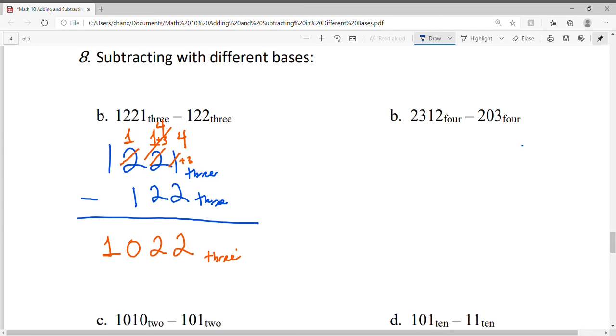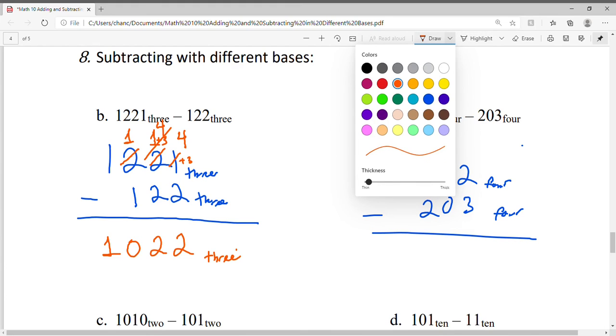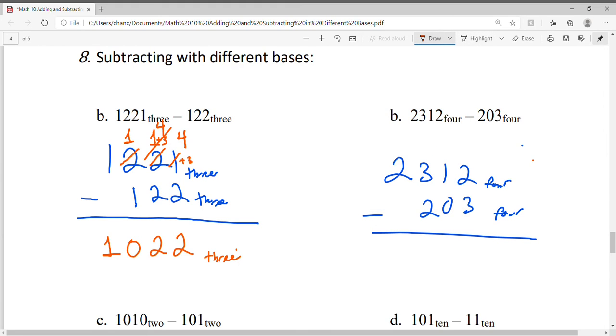For part B, we have 2312 base 4, and we're going to subtract 203 base 4. I cannot take away 3 from 2. We'll borrow from the 1. That makes that a 0. This becomes a 2 plus 4, since we're talking about base 4. This is actually a 6 now. 6 minus 3 is 3.